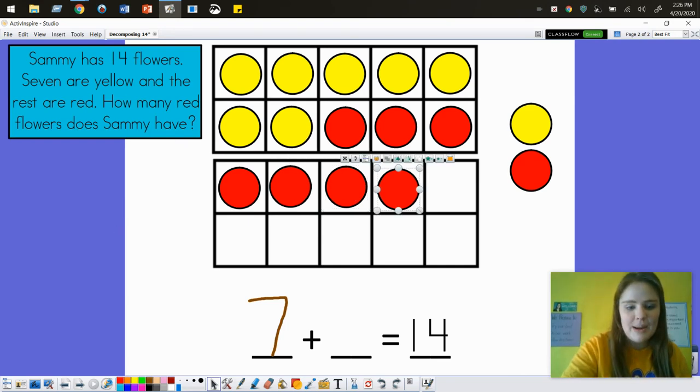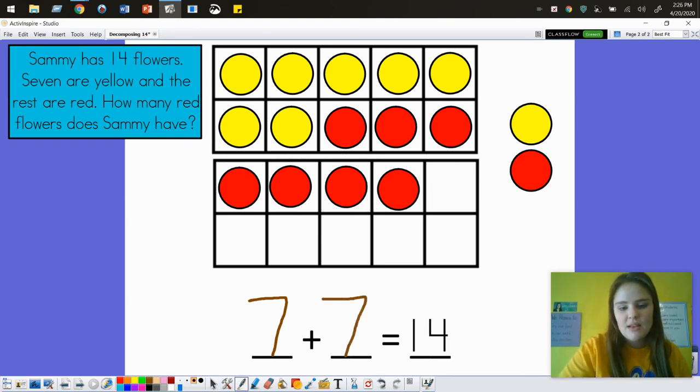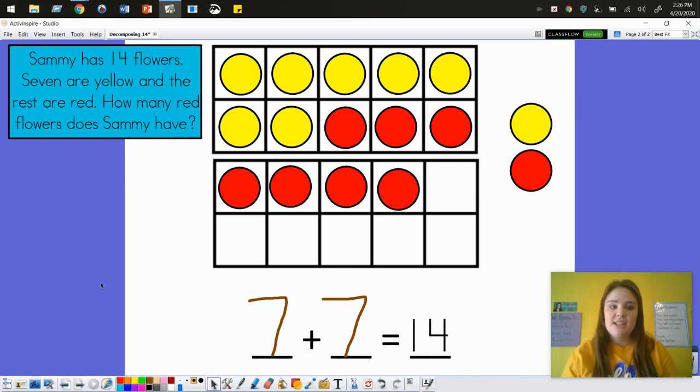Let me write that at the bottom. So we know that 7 plus 7 equals 14. If Sammy has 7 yellow flowers, and she knows she has 14, then she has 7 red flowers. So I hope you enjoyed decomposing the number 14.